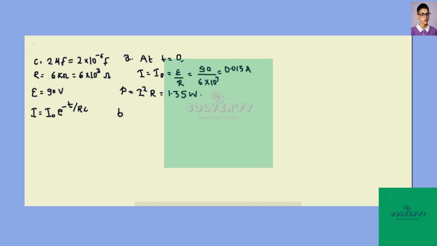Now question part B asks us, at what time t is the rate at which electrical energy is dissipated in the resistor equal to the rate at which electrical energy is stored in the capacitor. So the rate at which electrical energy is dissipated in the resistor is simply I squared R, right? So our condition is that I squared R should be equal to the rate at which electrical energy is stored in the capacitor. Now, the energy stored is actually half of the charge in the capacitor squared upon capacitance, right? Now the rate is d by dt of that, right?